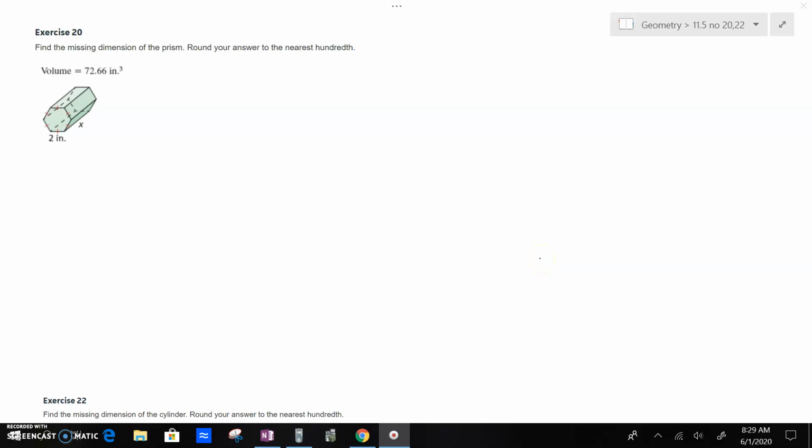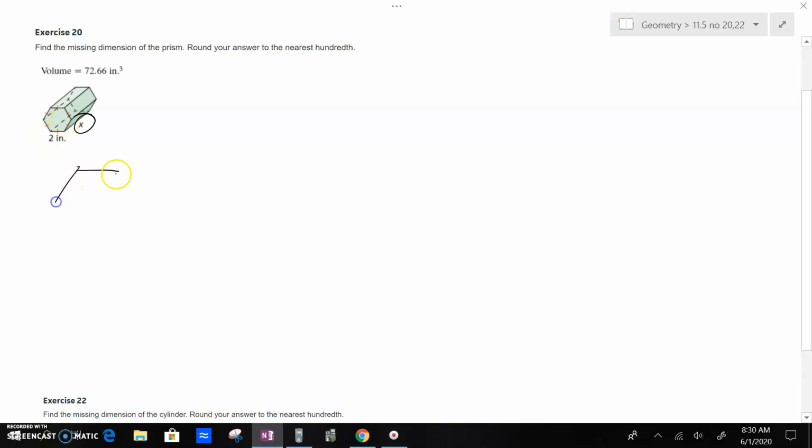Okay, so this is a video working through problems number 20 and 22 from the 11.5 homework. And on 20, they're asking us to find the missing dimension of the prism, which is the height of the prism, so that's x right there, and then round to the nearest hundredth. So they're giving us the volume, they're giving us a side length on this hexagonal base or hexagon base.